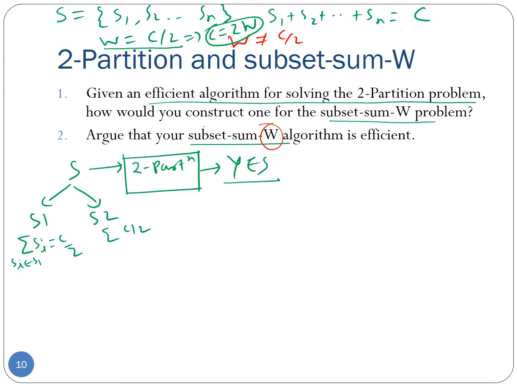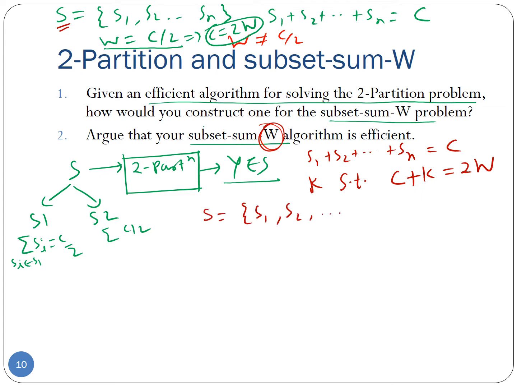So here is what we'll do. We'll first find C, right? So we'll first add all the elements of the input set and find C. Now assuming that this C is not equal to 2 times W, where W is the value that the subset sum is looking for, subset sum W. Okay, so next we'll find a constant K such that C plus K is equal to 2 times W. Now we will transform the input set S. So our input set S was basically these elements S1, S2, so on up to Sn. We will now add this value K we just computed to the set, and the new set is, let's say, S prime. Okay, so notice that this K is simply 2W minus C.